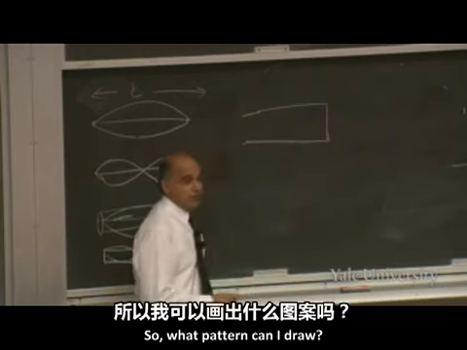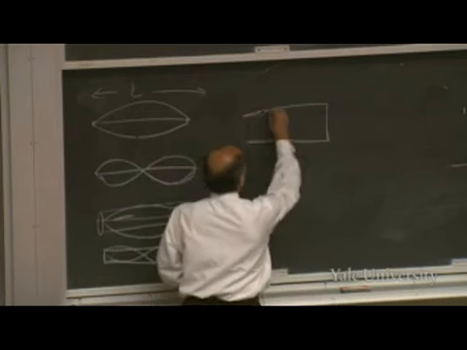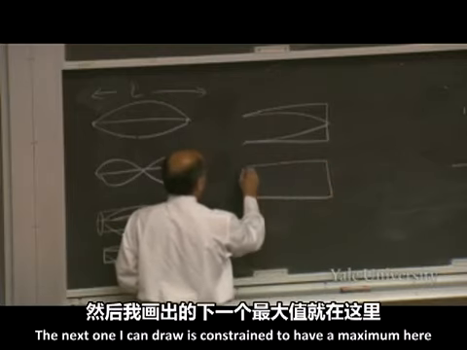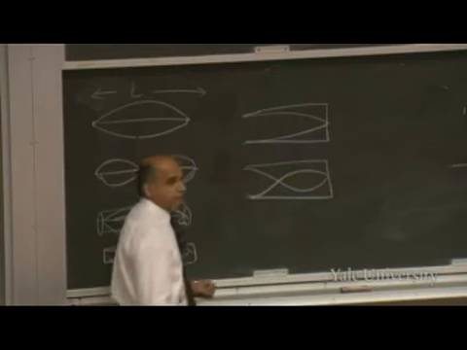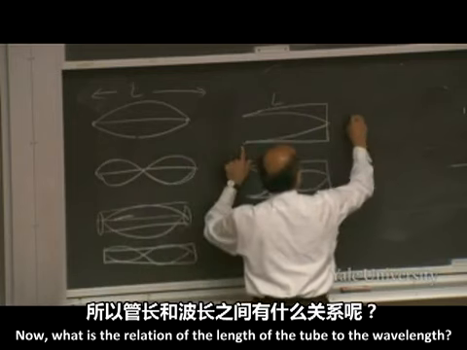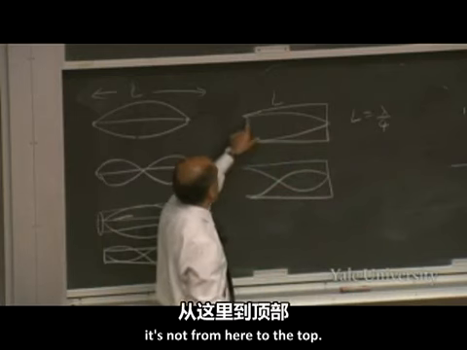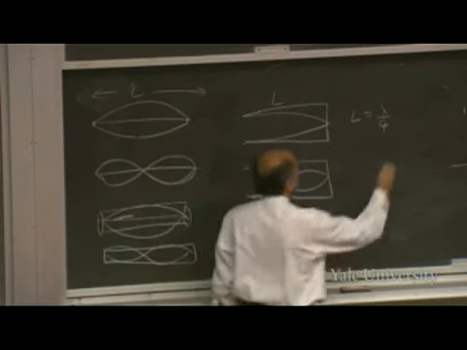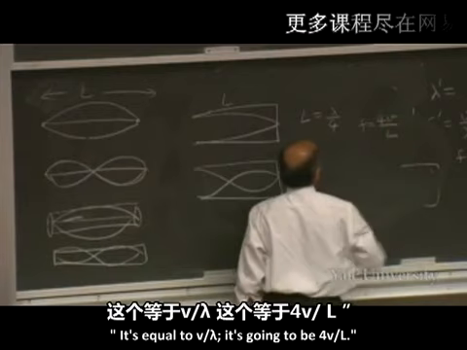So what pattern can I draw? Take a minute, think about it. I want a maximum vibration here, nothing here. The lowest one I can draw looks like that. The next one I can draw is constrained to have a maximum here and then a minimum at that end. Now, what is the relation of the length of the tube to the wavelength? I think you can see the length of the tube is now a quarter of a wavelength. You start from here to the top. Coming down is the other quarter, then the other half is missing. So what's the frequency? It is equal to V over lambda. It's going to be 4V over L.